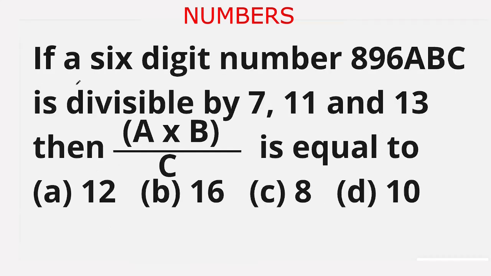Our question is, if a 6-digit number 896ABC is divisible by 7, 11 and 13, then A multiplied by B upon C is equal to option A 12, option B 16, option C 8, option D 10.